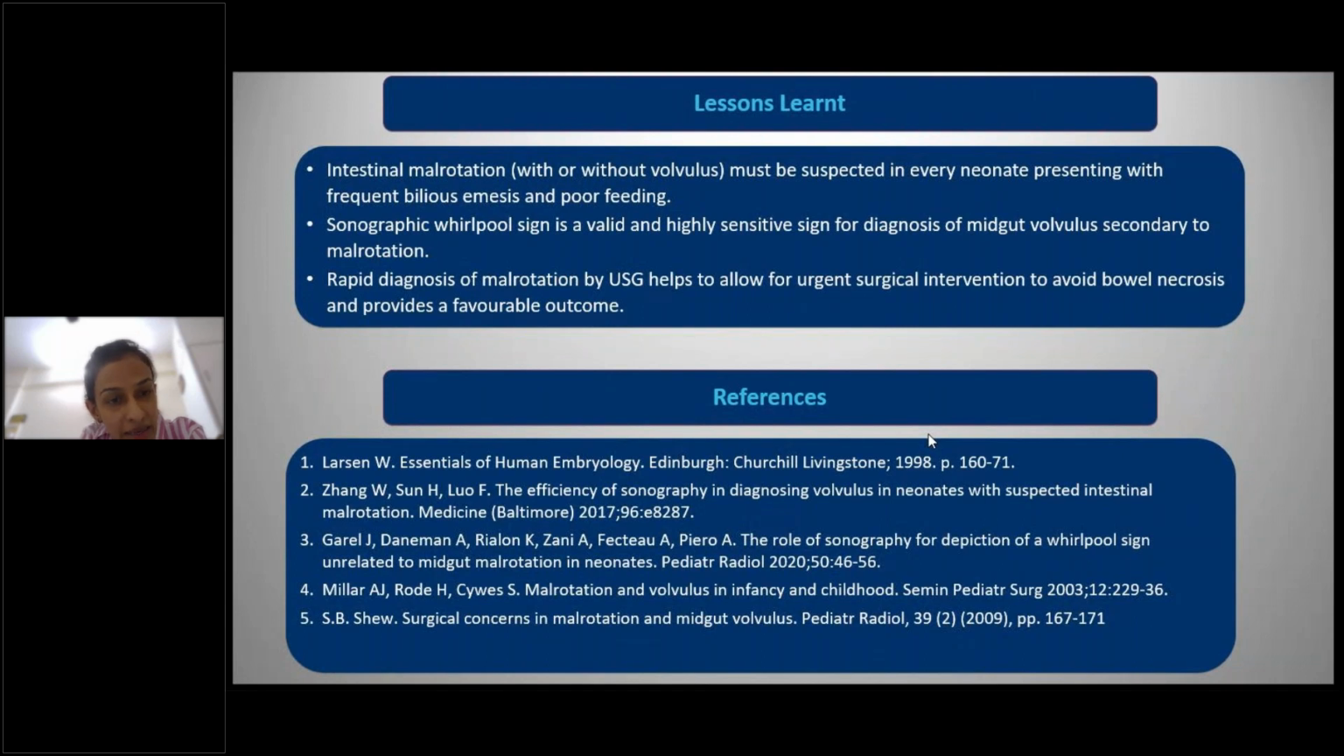Sonographic whirlpool sign is a valid and highly sensitive sign for diagnosis of midgut volvulus secondary to malrotation. Rapid diagnosis of malrotation by USG helps to allow for urgent surgical intervention to avoid bowel necrosis and provides a favorable outcome. And these are the references as quoted by me below. So this is my second case presentation of intestinal malrotation with volvulus in a neonate in our hospital center.